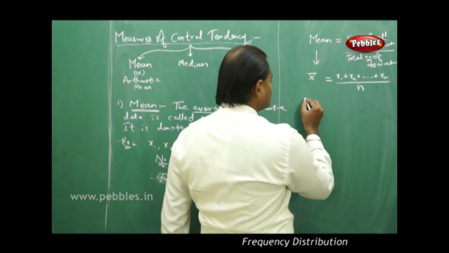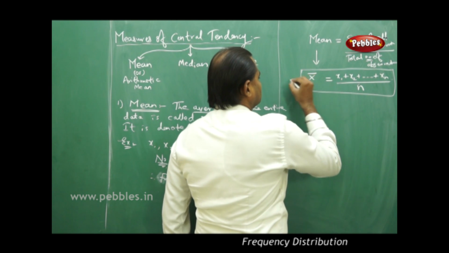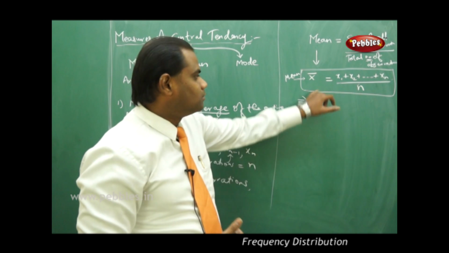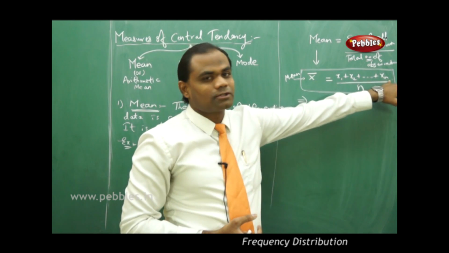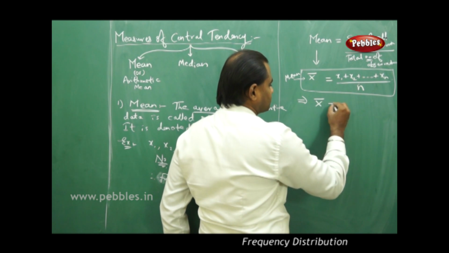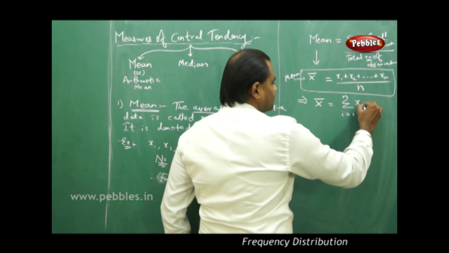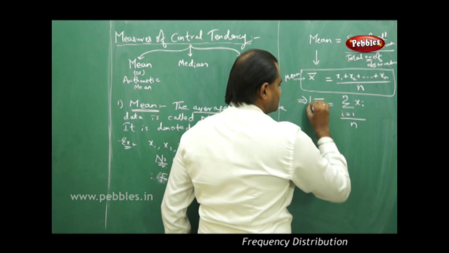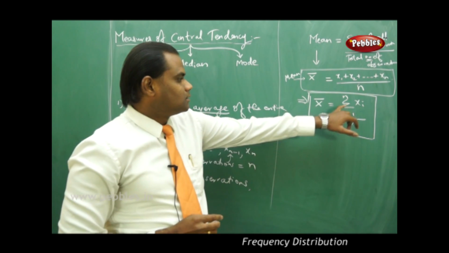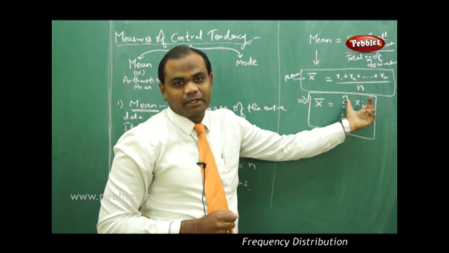This is the formula for mean which we generally use while solving problems. To avoid the long process of writing from x1 to xn, I can also write this in summation notation as sigma i running from 1 to n xi by n, which means each i gives me each of the observations from x1 to xn.